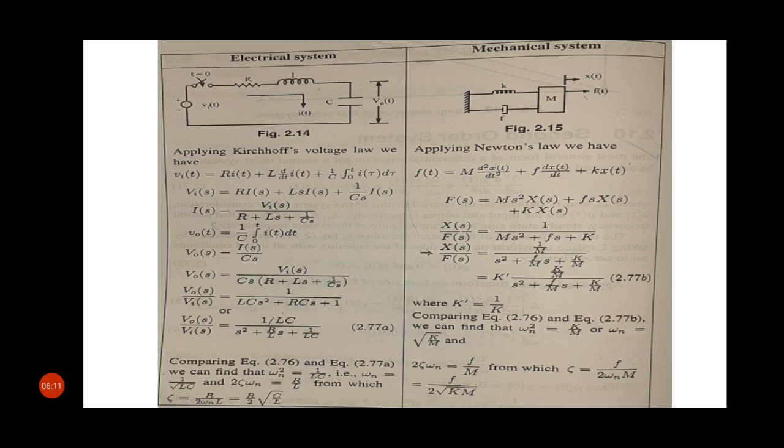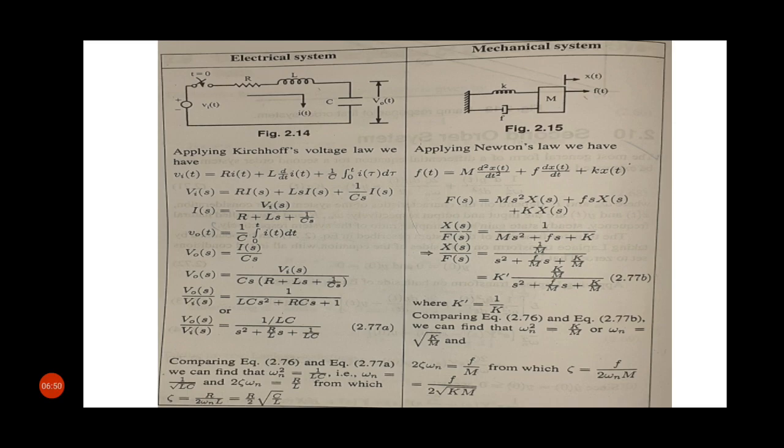See, this is a simple mass spring damper system. If we apply Newton's law in this mechanical system, we can find this equation: f(t) equal to m into d2x(t) divided by dt2 plus f into dx(t)/dt plus k x(t). After applying Laplace transform of this equation, we can write F(s) equal to m into s square X(s) plus f s X(s) plus k into X(s).